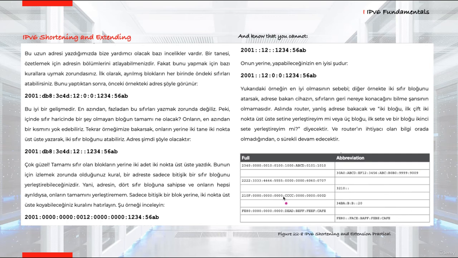When you shorten this address, you can shorten blocks 2, 3, and 4. Let's write this right away, 210F, let's put our first 2 colons and write our 2 colons on the second to connect the blocks in between.